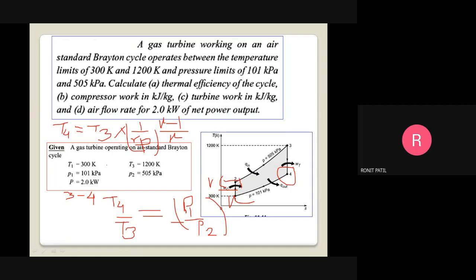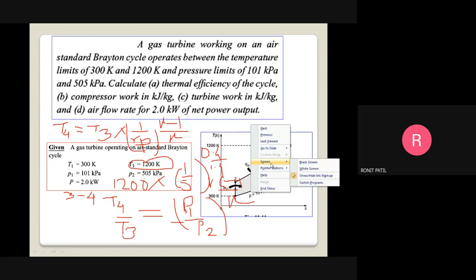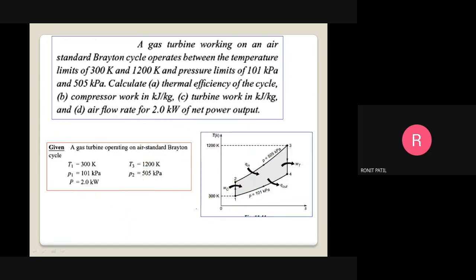So we have the value of T3 as 1200. So 1200 multiplied by 1 upon Rp, where Rp is 5, raised to 0.4 upon 1.4. So find out the value of T4. What is the value of T4?